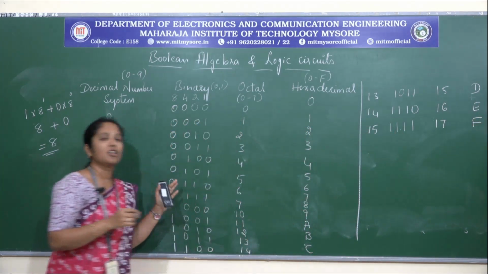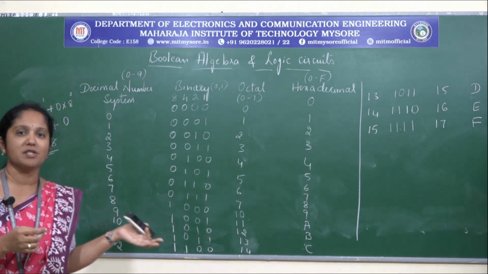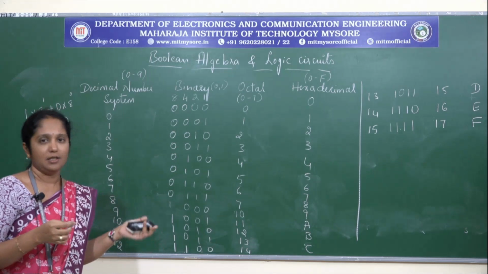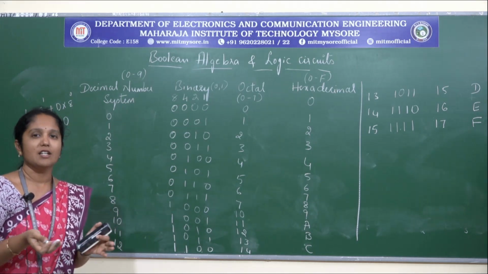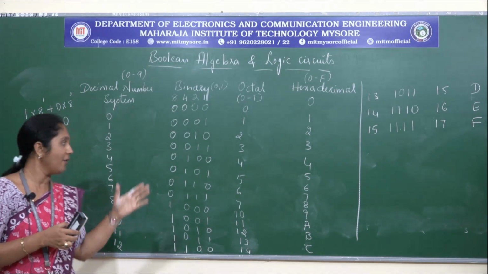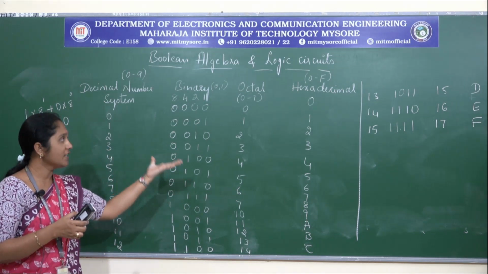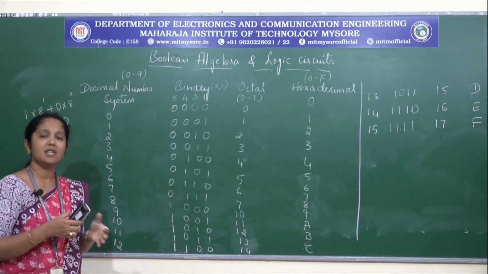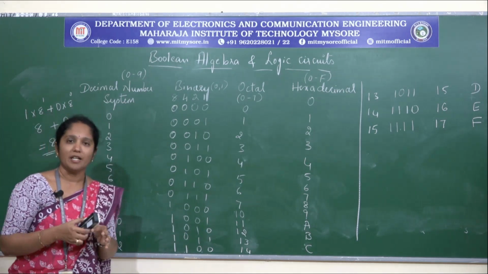So these are the different representations, the different number systems we use in logic circuits or digital design. I hope you have understood how to write the numbers in binary, how to write the numbers in octal, and how to write the numbers in hexadecimal. So this is about the number systems.